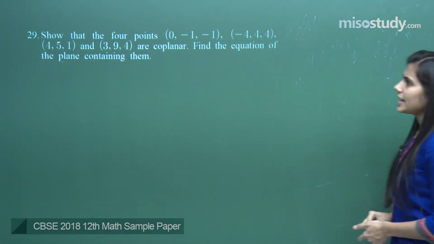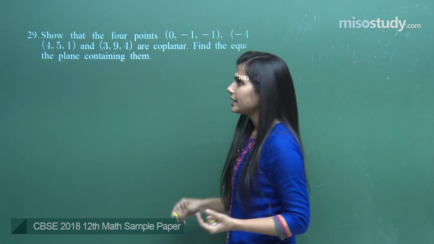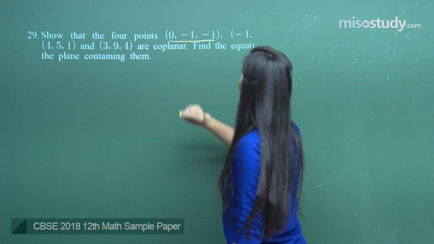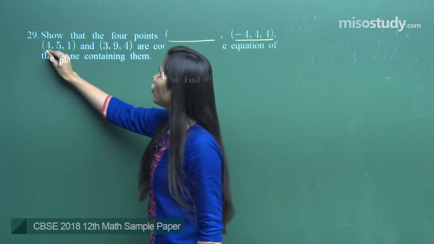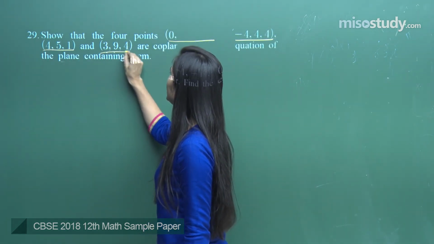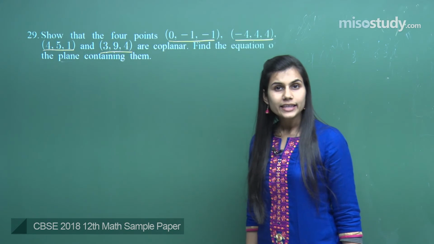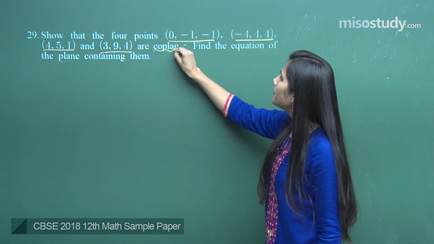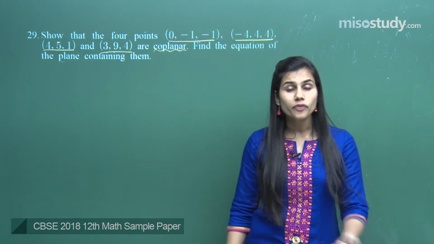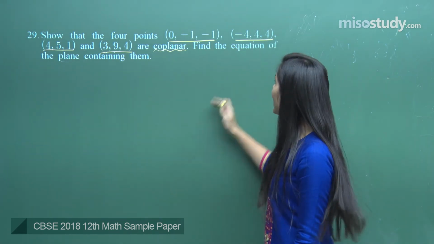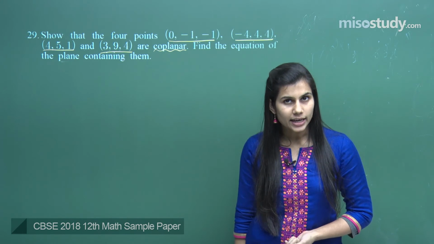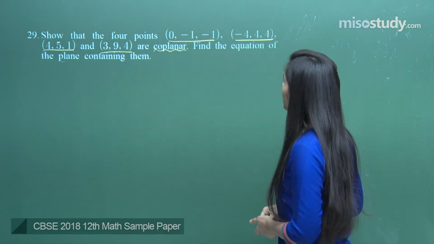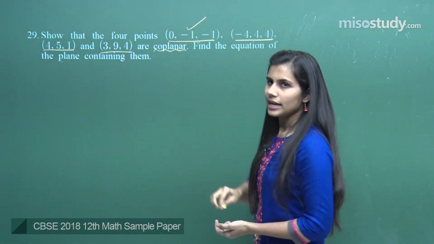The question is saying, show that the 4 points 0, minus 1, minus 1; minus 4, 4, 4; 4, 5, 1; and 3, 9, 4 are coplanar. That means they are lying on the same plane. In fact, find the equation of the plane on which these 4 points are lying. So let me pick up one point at a time.